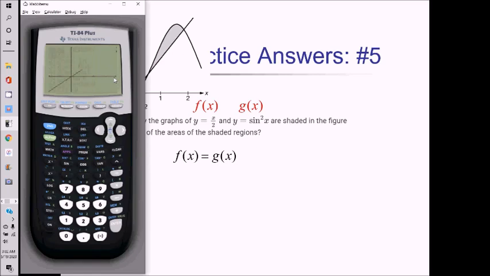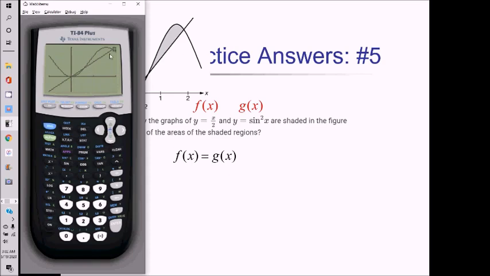And let's see what we can see. So there's my line. There's my sine squared function. And again, the only intersection I'm really concerned with is this one up here, because I don't really care about this middle one because I'm just going to use absolute value anyway. And this first one we saw was 0.